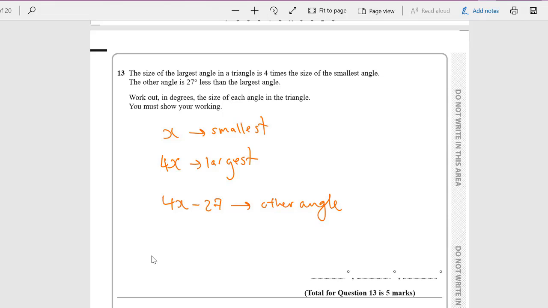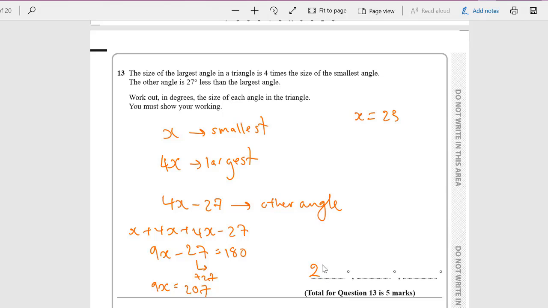So let's add them all up together. So x plus 4x plus 4x minus 27. So collect like terms. So 9x minus 27. Now we know this is going to equal 180. So we can take this to the other side, it becomes plus 27. So I have 9x equals 207. Then x, if you divide by 9 on both sides, gives 23.